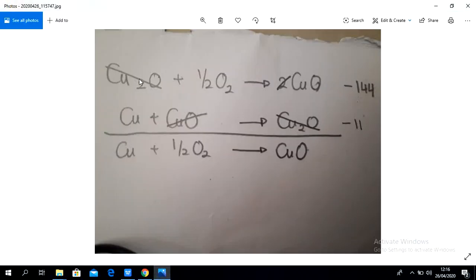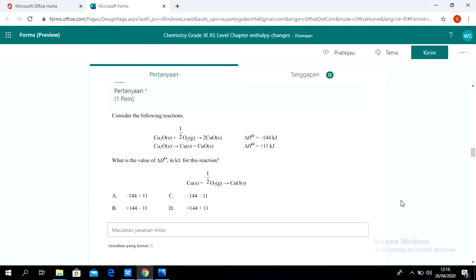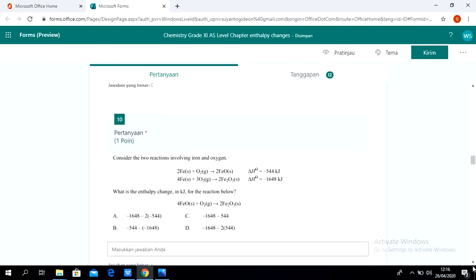So the reaction would be like this. Copper 1 oxide with half oxygen becomes copper 2 oxide. The enthalpy is negative 144. And then, as I said, the orientation of the equation is changed, that makes the sign also change. So this is the overall equation. Okay. Now let's go back to the equation. So the correct answer is C. Now let's continue to the next number.